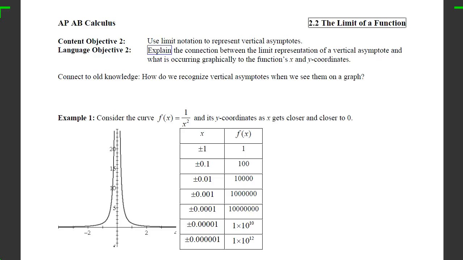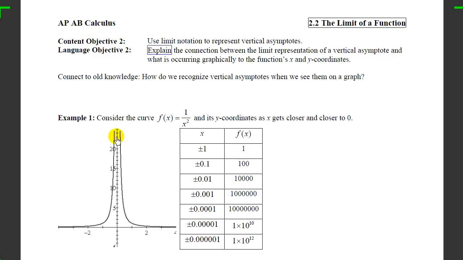For this example, we want to consider the curve f of x equals 1 over x squared, and look at what happens to the y coordinates as x gets closer and closer to 0. We have it two ways: you can either look on the graph or in the chart. If I hop to the right of 0 and travel along the curve, trying to get the x coordinate closer and closer to 0, the y values get bigger and bigger, and we never actually get to 0 because we just keep shooting up higher and higher off the graph. Same thing if I hop to the left of 0 and travel along the curve: the y coordinates get larger and larger.